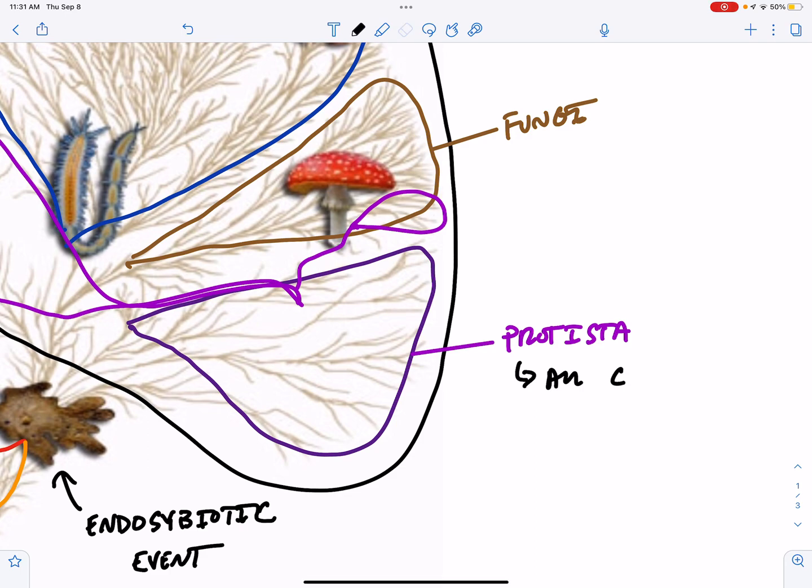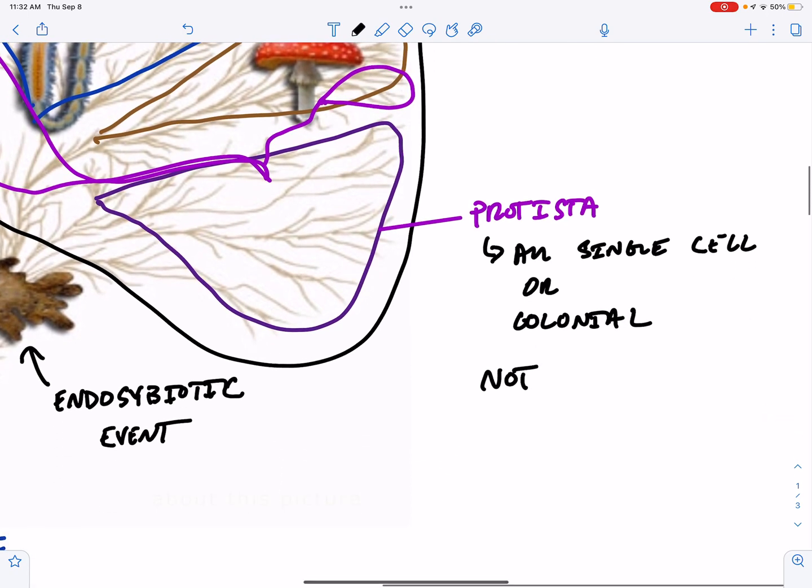single cell or colonial. I don't know how to spell colonial. Let me look it up. Colonial. I'm a terrible speller. Okay. Colonial. Not multicellular.